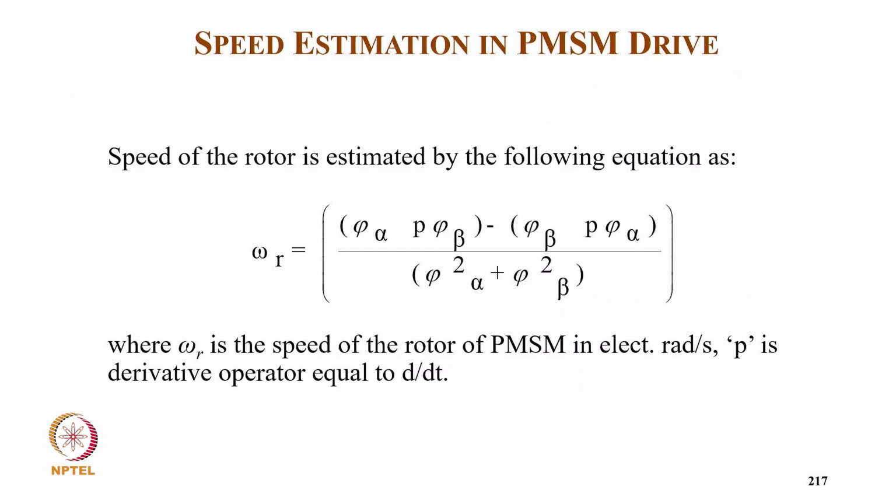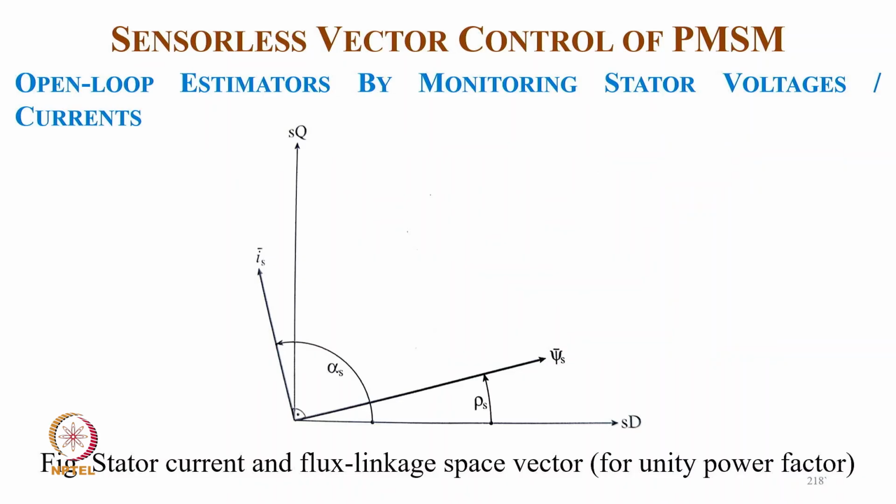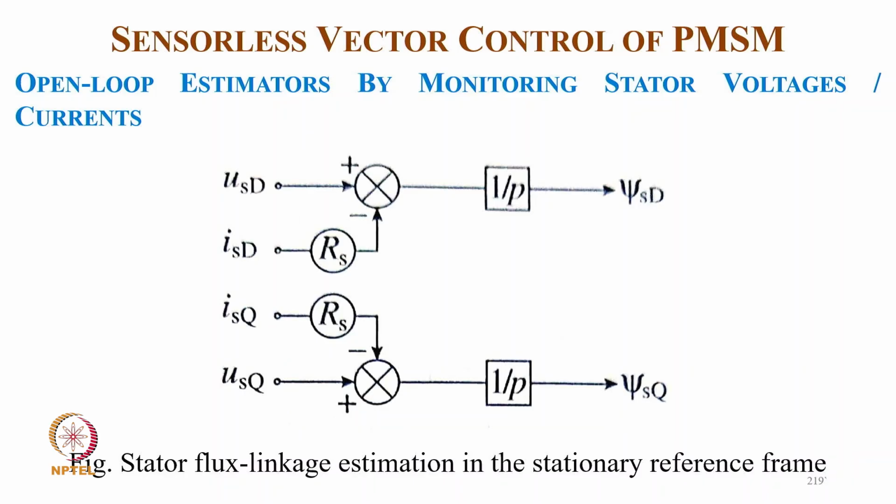So now the speed of the rotor is estimated as omega equal to, in brackets, p phi alpha times phi beta minus phi beta times p phi alpha, divided by phi alpha squared plus phi beta squared. So here omega is the speed of the rotor of the PMSM in electrical radians, and p is the derivative operator equal to d upon dt. And these are the stator current and flux linkage space vector for unity power factor.